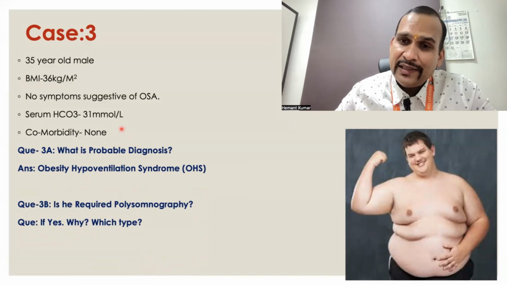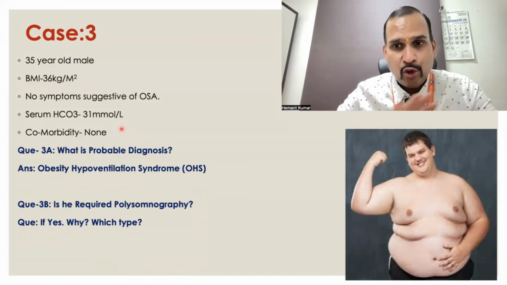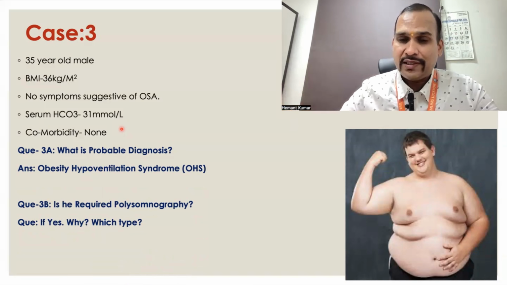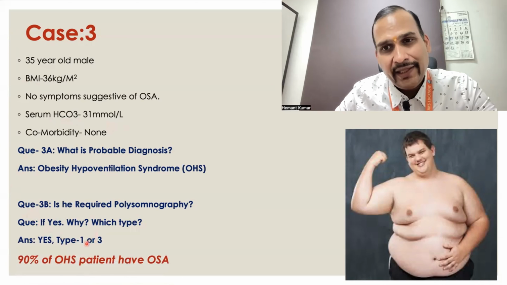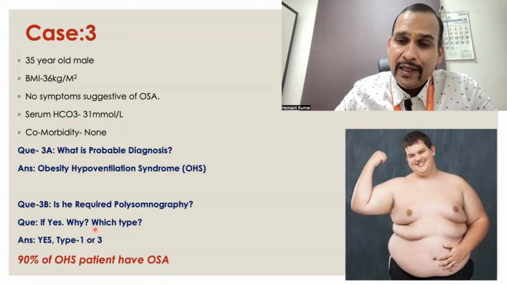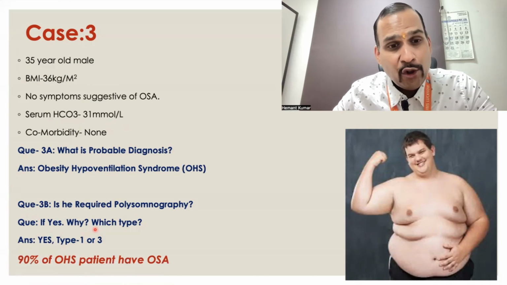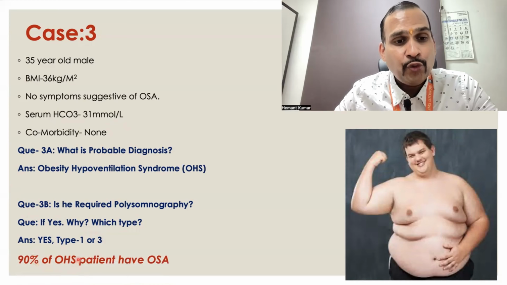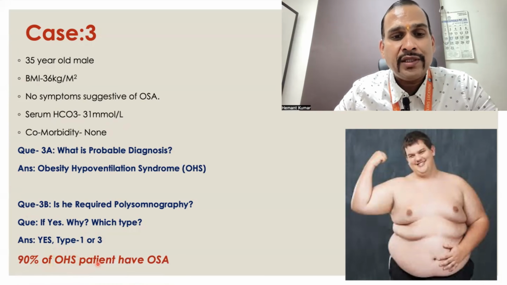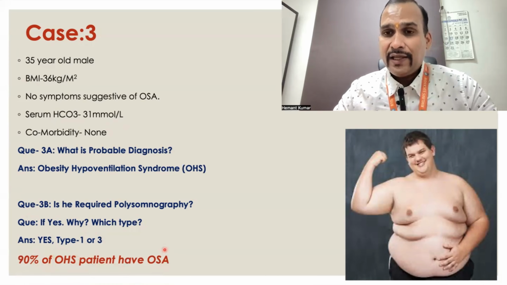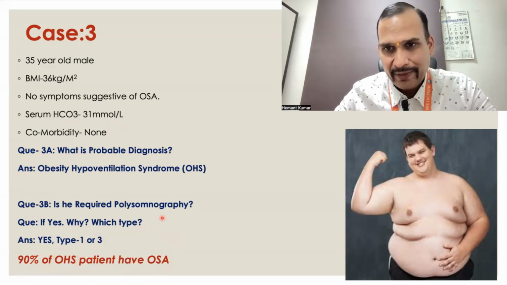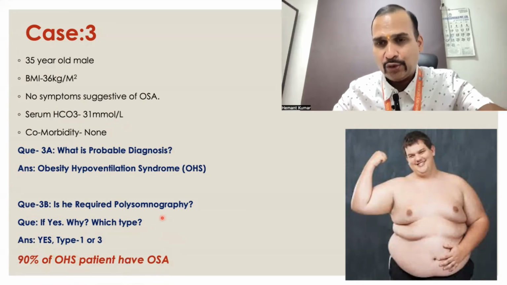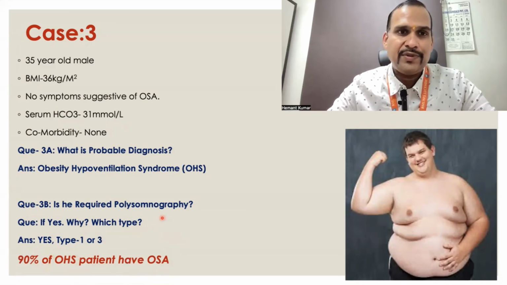Okay, so in this patient, since there is no comorbidity, and he is obese with a high probability of OSA, we can do either type 1 or type 3. Any type of study we can do. And why do a sleep study? Because 90% of obesity hypoventilation syndrome patients have OSA. If they have OSA, then they can be treated by CPAP or BiPAP. So we have to diagnose by sleep study. So we have to do a sleep study.